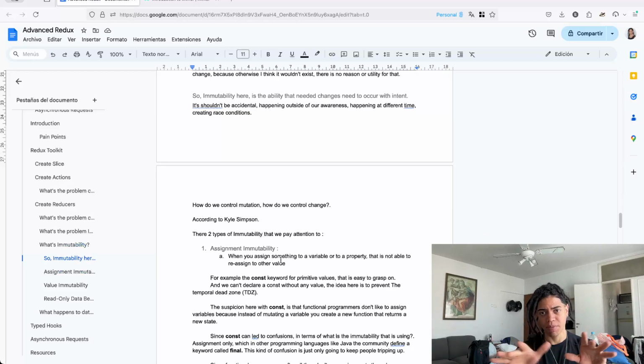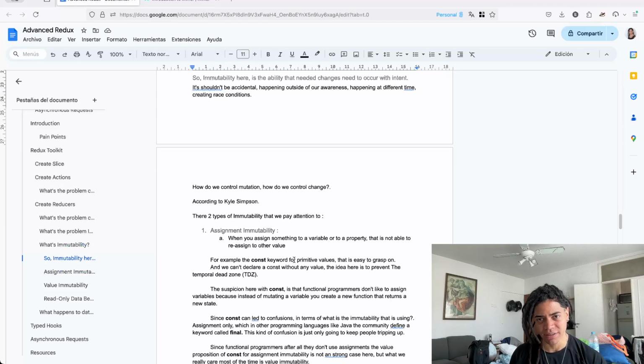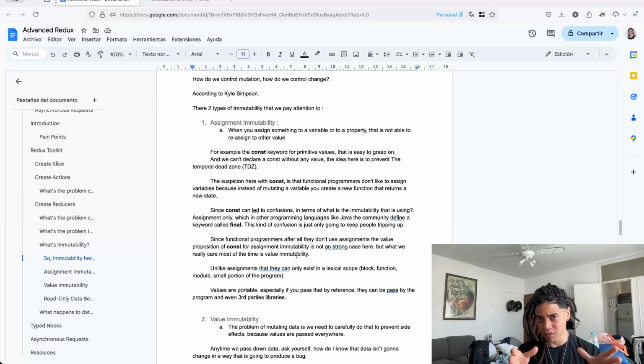So it cannot be accidental or happening outside of our awareness, right? Happening at different times, creating race conditions. No. This needs to happen with intent anytime we update the data, or anytime we change the data. So that's the whole point of this immutability according to Kyle Simpson.